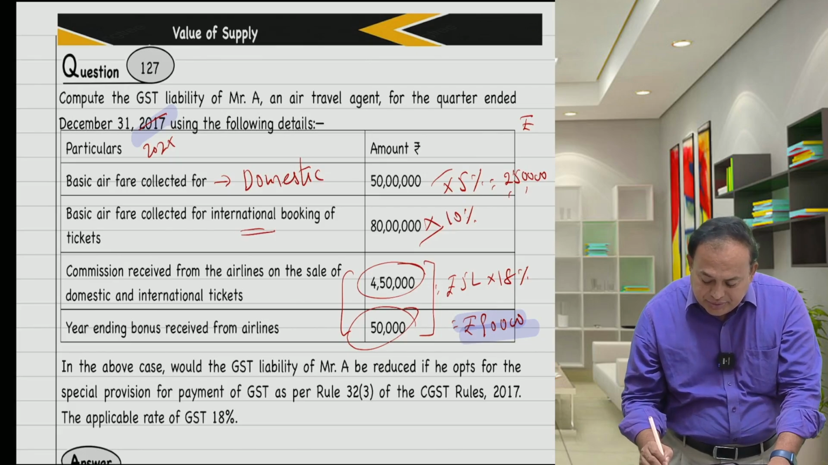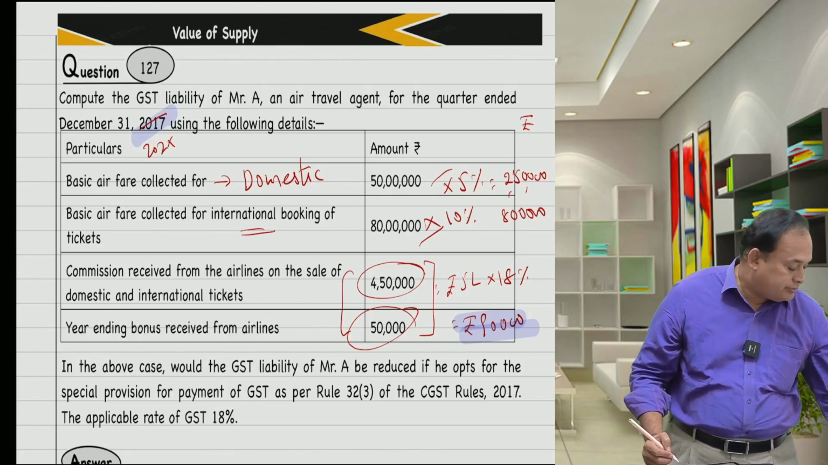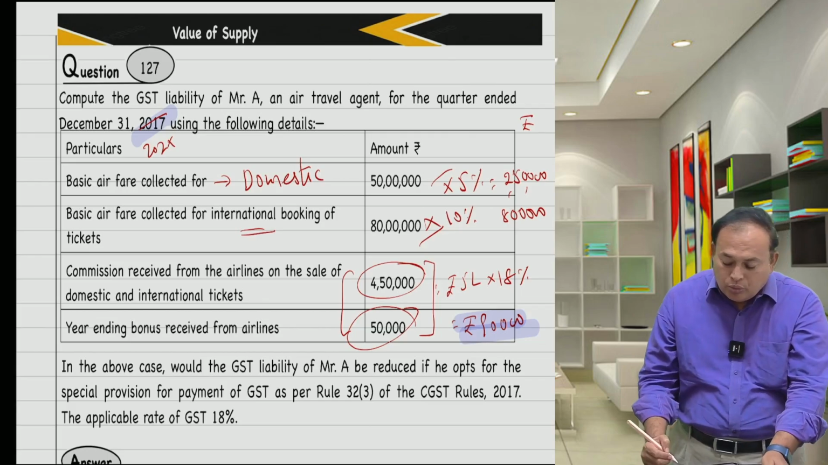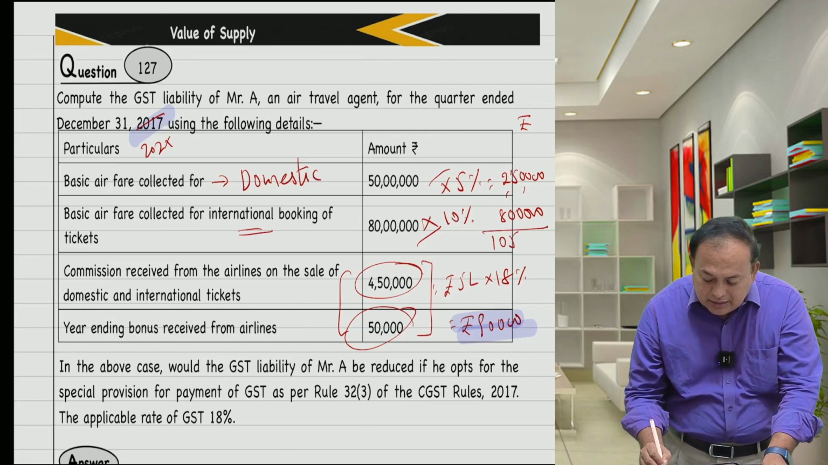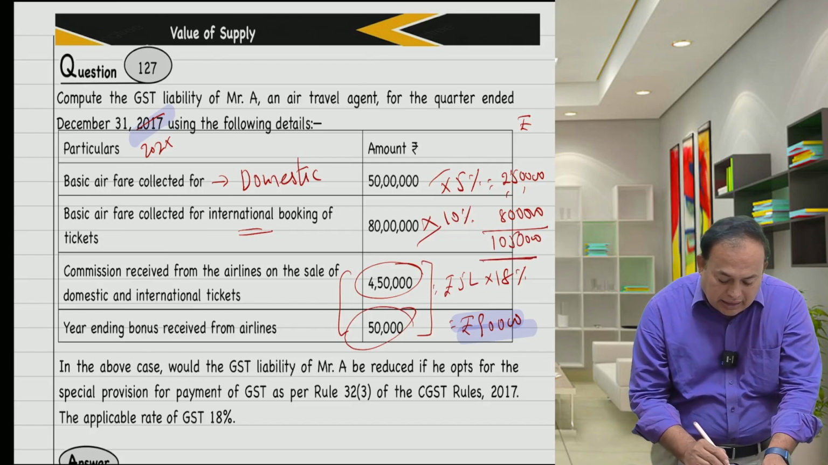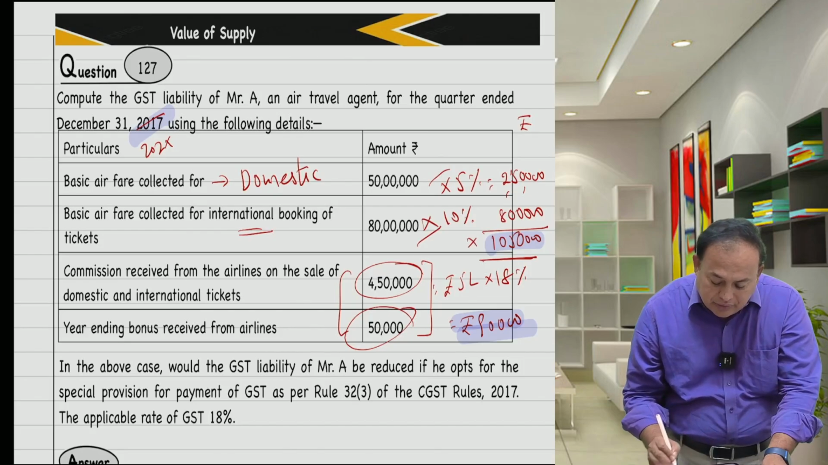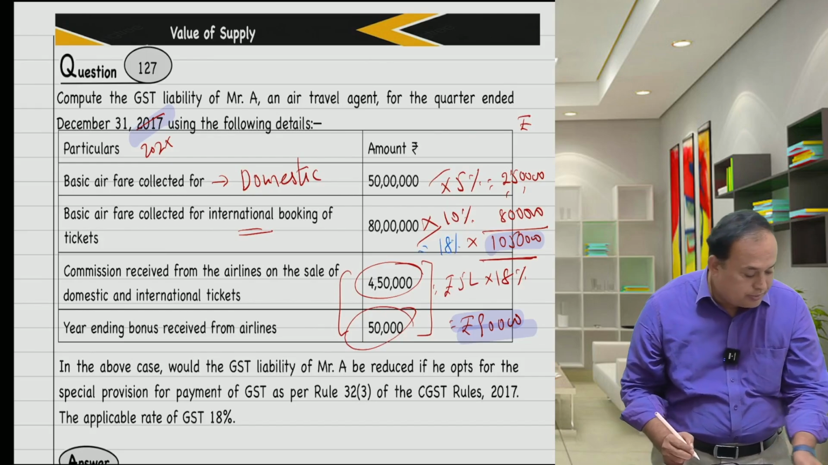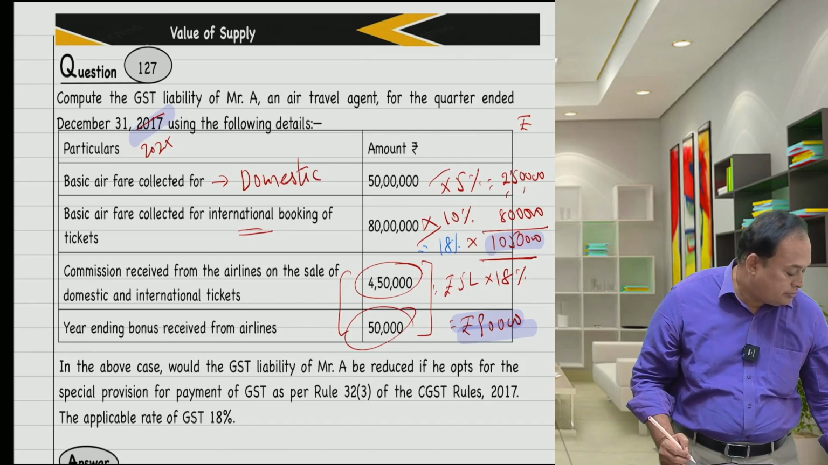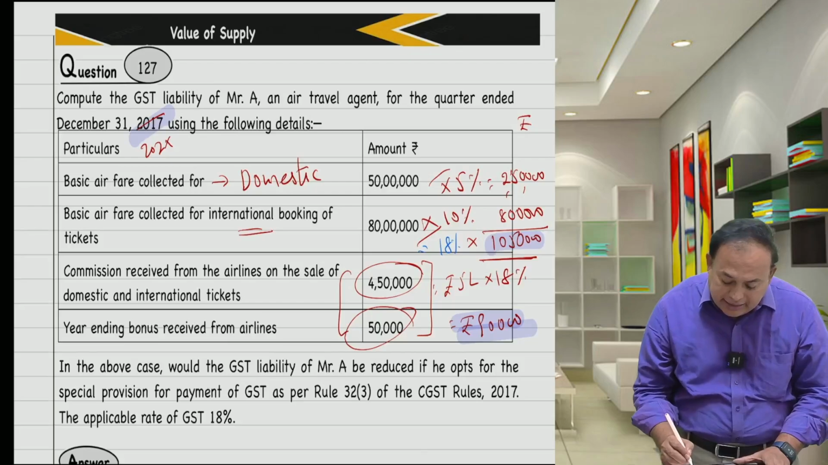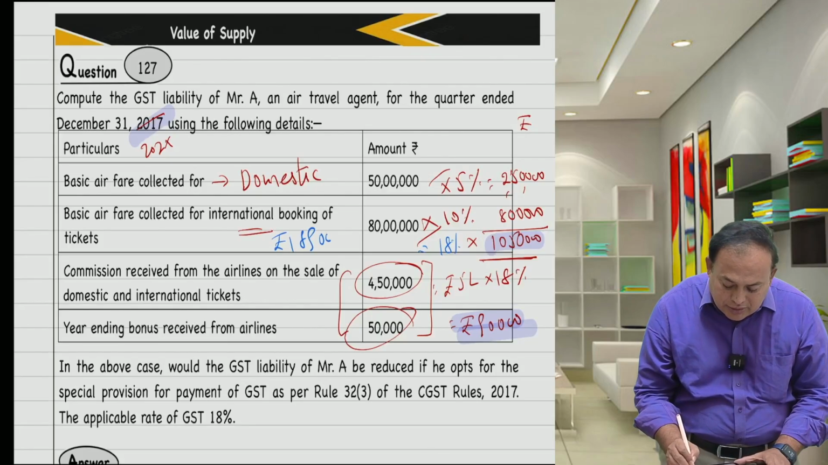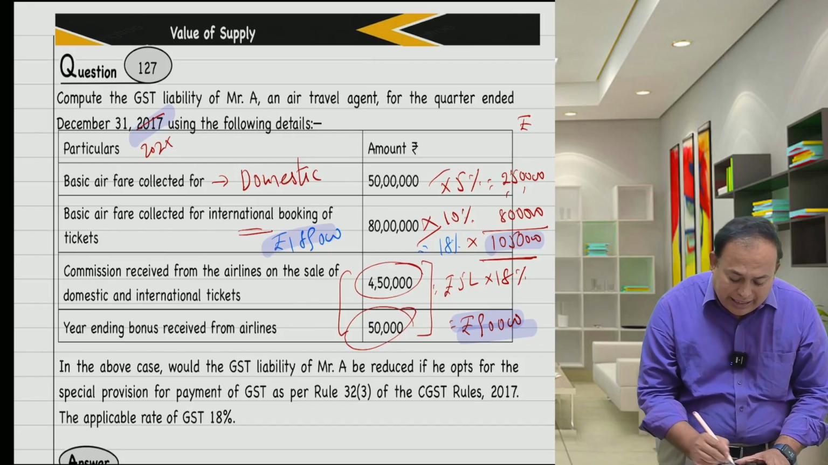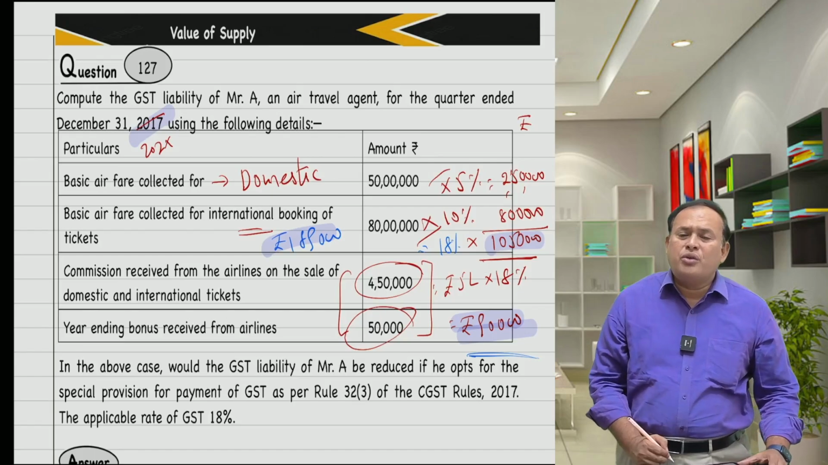10% of 80 lakhs, 8 lakhs. Now, total how much? 10 lakh 50,000. On 10 lakh 50,000 at what rate? GST 18%, which is equal to 1,89,000. So 1,89,000 GST or 90,000 GST, which is economical in the given case? Go with the commission basis.